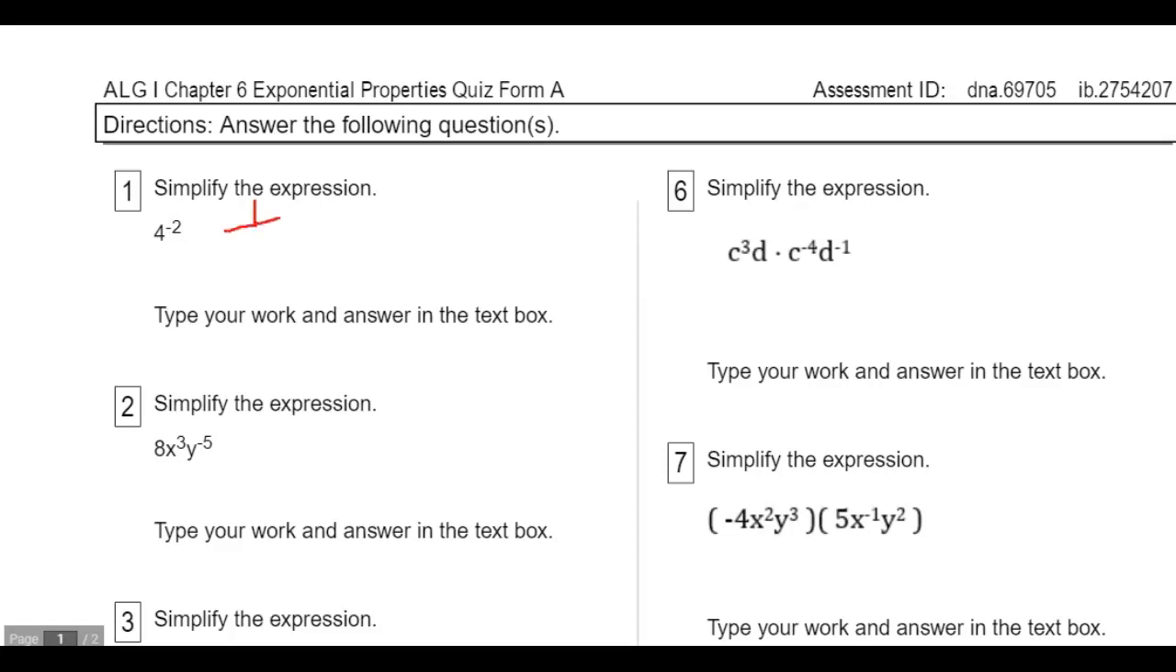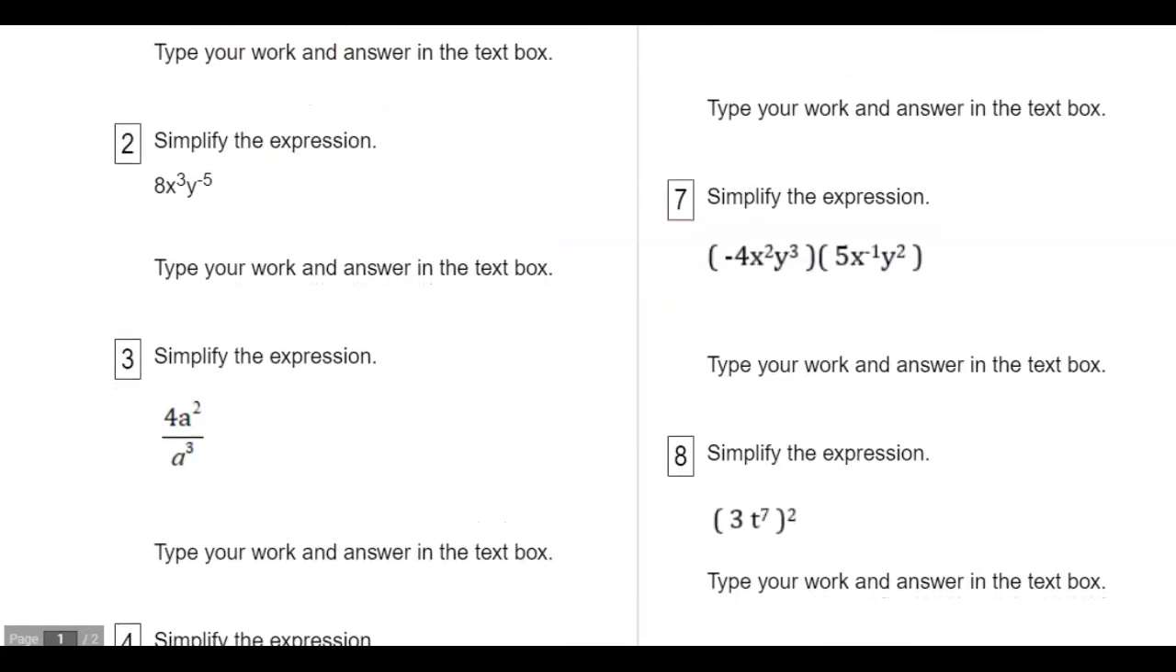So using your negative exponent rule, you move this to the bottom. That gets rid of your negative exponent. You can have no negative exponents in your answer. And then 4 squared, we can make simpler. So 1/16 is the only acceptable answer there. Here, the only thing that we move is this y to the negative fifth. So again, using your negative exponent rule, everything else does not move. Your y to the fifth goes to the bottom.